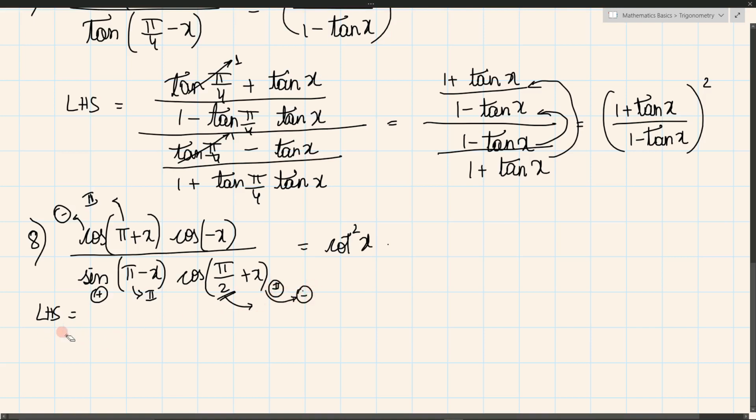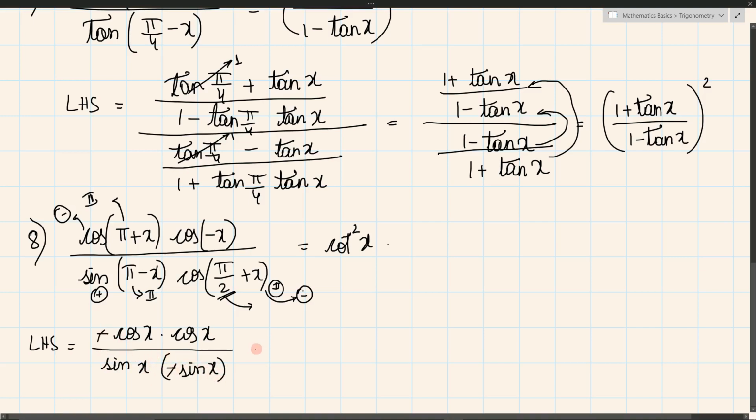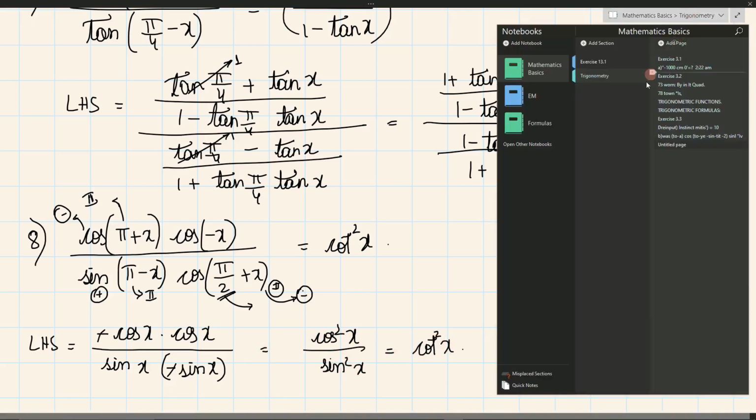So we can write the LHS as minus cos x into cos x, whole divided by sin x into minus sin x. So minus and minus will be cancelled. So we have cos square x divided by sin square x, that is equal to cot square x.